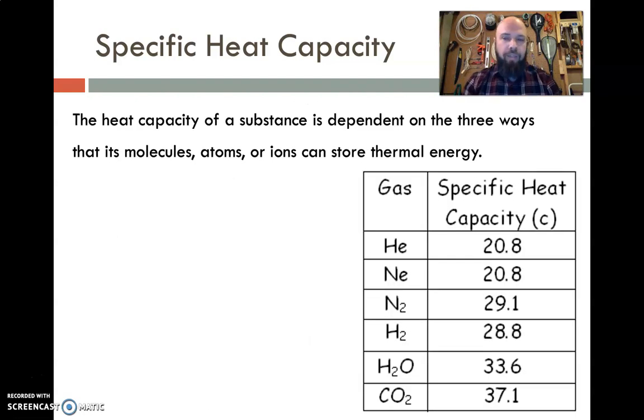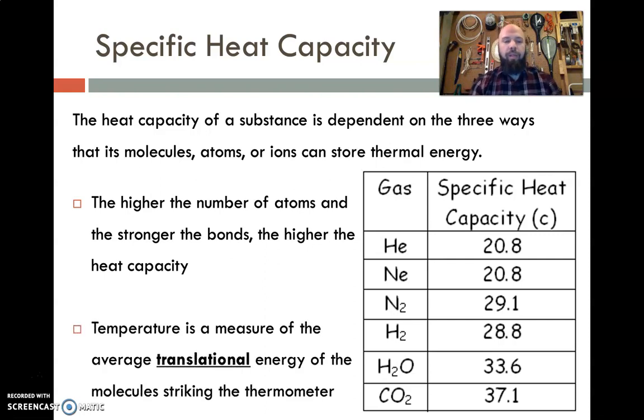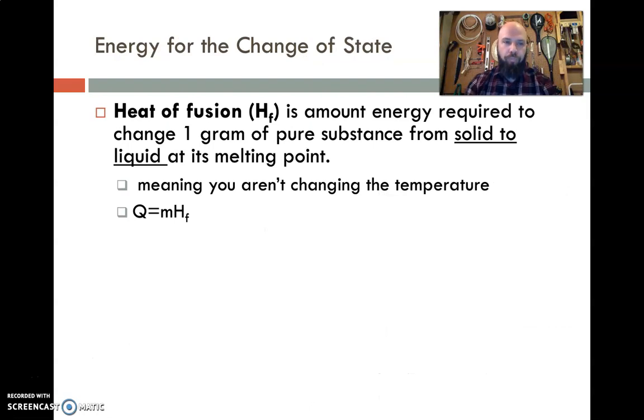The heat capacity of a substance is dependent on the three ways that the molecules, atoms, or ions can store thermal energy. So a higher number of atoms often means stronger bonds, and then a higher heat capacity. So that's a little table there kind of showing that. Temperature is a measure of the average translational energy that is striking the thermometer, as we talked about, or as you saw in that other video attached to this lesson.